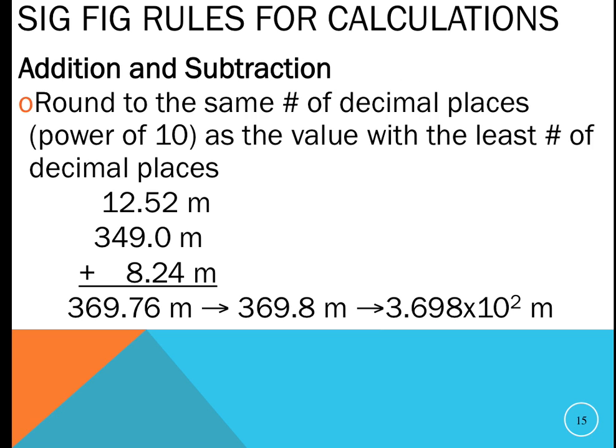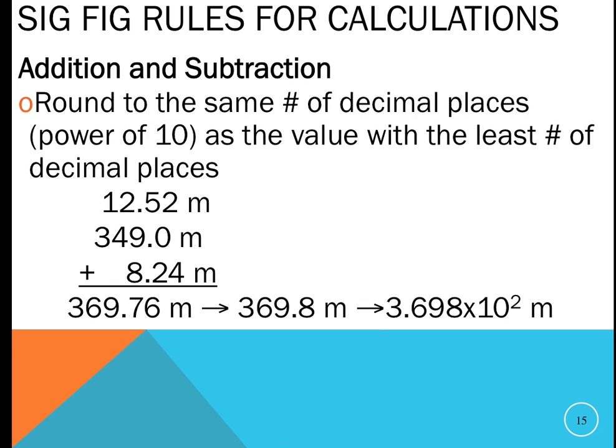Okay, so we said we need to worry about sig figs when we're doing calculation, so let's look at the calculation rules. There are 2 separate rules. One is addition and subtraction, and the other one is for multiplying and dividing. So addition and subtraction. You round to the same number of decimal places or power of 10 as the value with the least number of decimal places or the least accurate value.